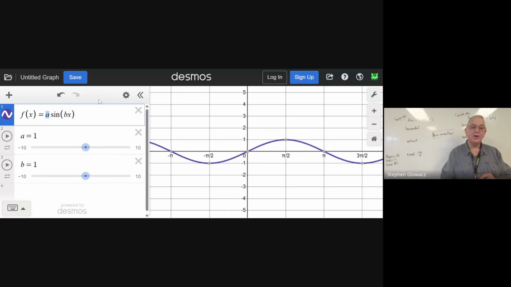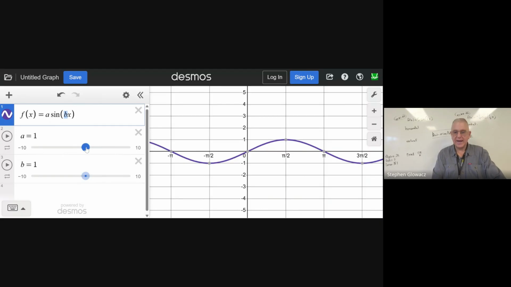Now, what is new is b. In previous classes, we've talked about there being such a thing as horizontal compression or a horizontal stretch, but we haven't dealt too much with that until now. We're going to see that with the sine and cosine functions. All right, so now let's take a look here.